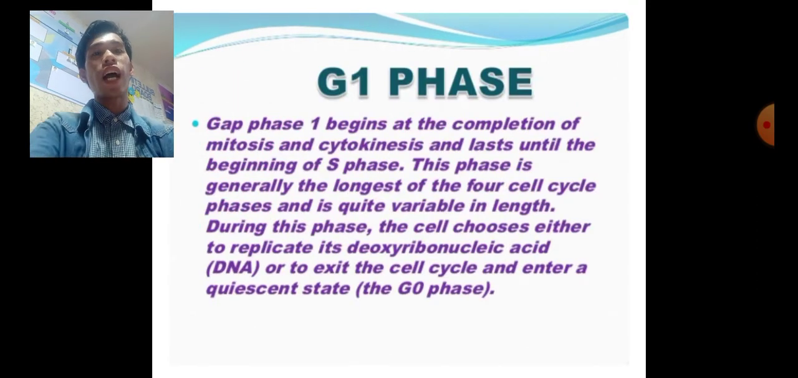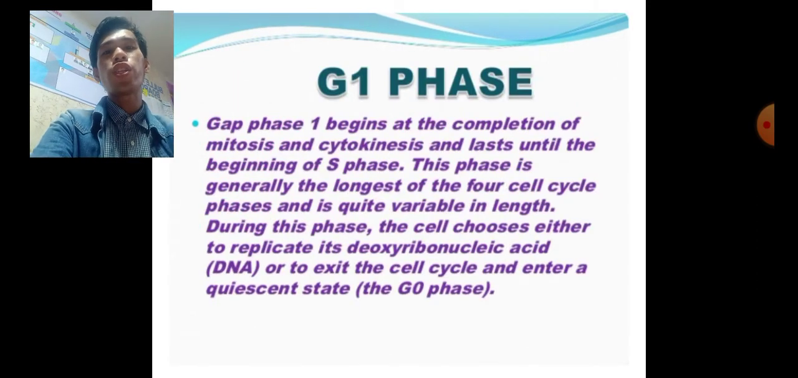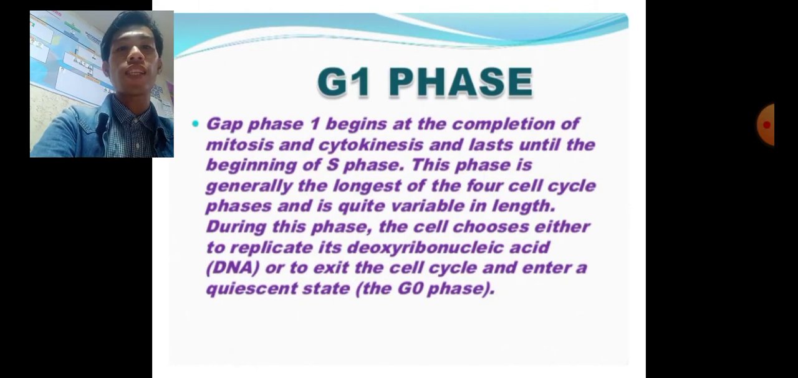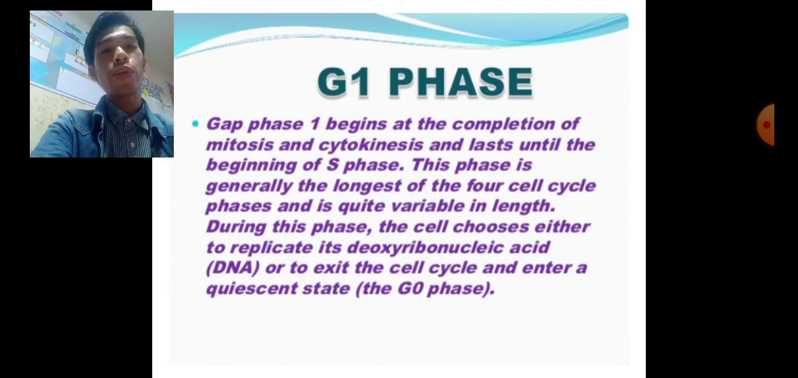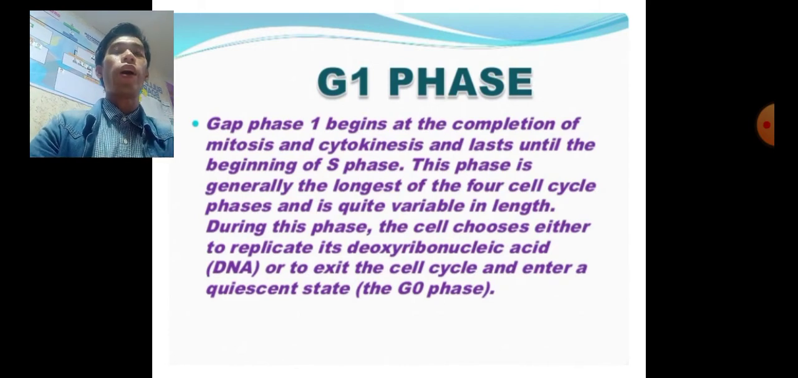So we have discussed what the G1 phase is. The G1 phase or Gap 1 phase begins at the completion of mitosis and cytokinesis and lasts until the beginning of the S phase. This phase is generally the longest of the cell cycle phases and is quite variable in length. During this phase, the cell chooses either to replicate the deoxyribonucleic acid or DNA, or to exit the cell cycle and enter the quiescent state called the G0 phase.